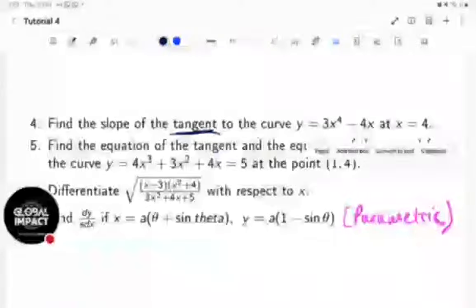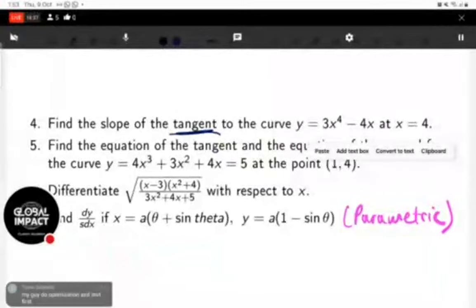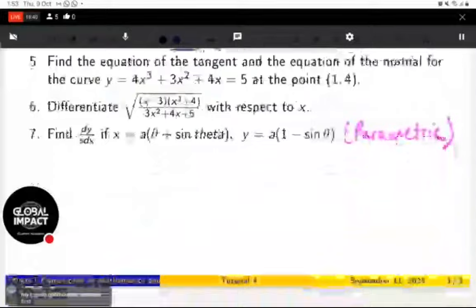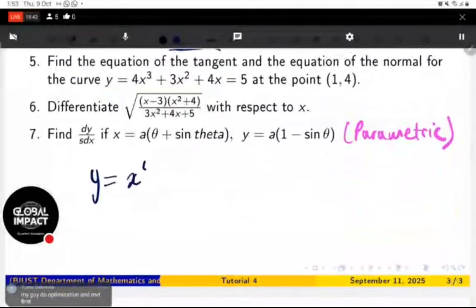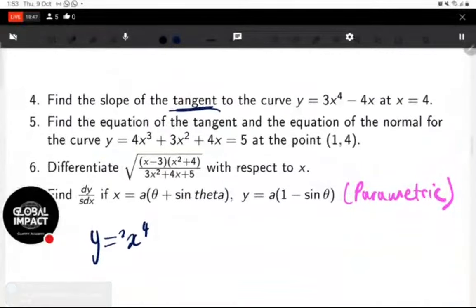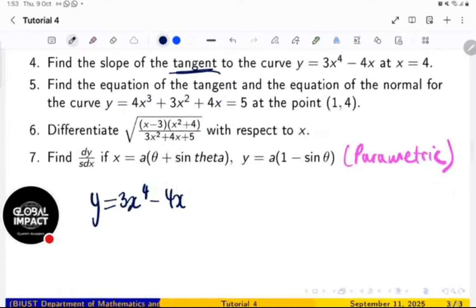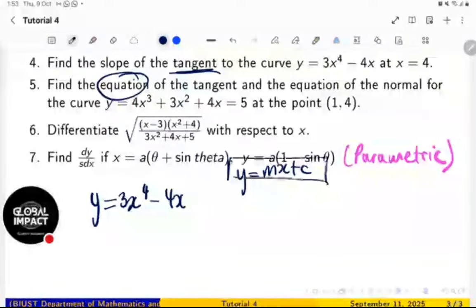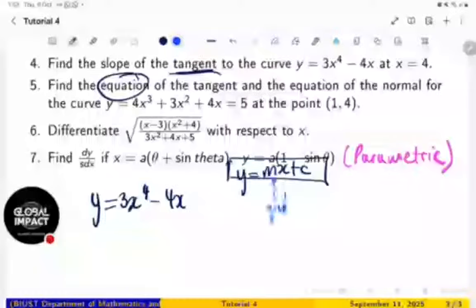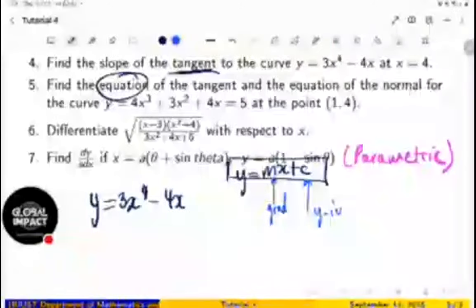It'll look like this. Y is equal to x to the power 4, actually 3 minus 4x. Something so simple. And the equation of the tangent: a tangent is a line, and its equation is y is equal to mx plus c. So it needs the gradient, then it needs c, which is the y-intercept.